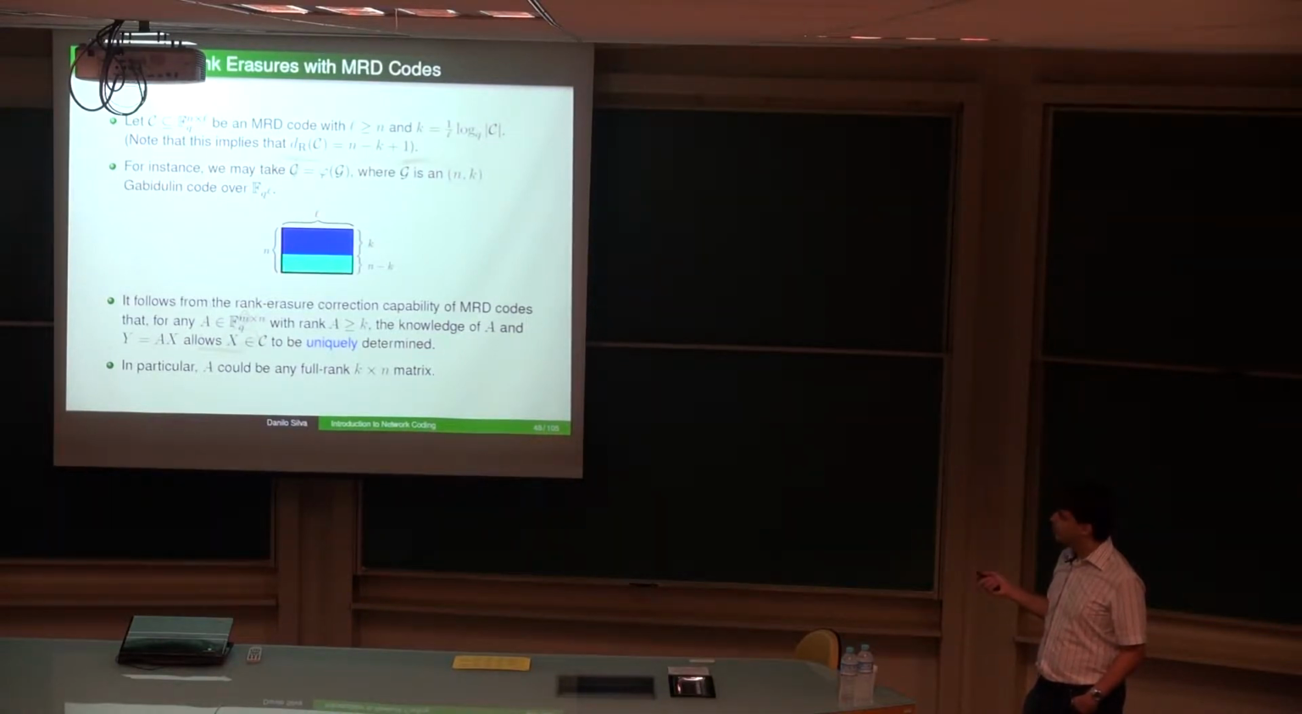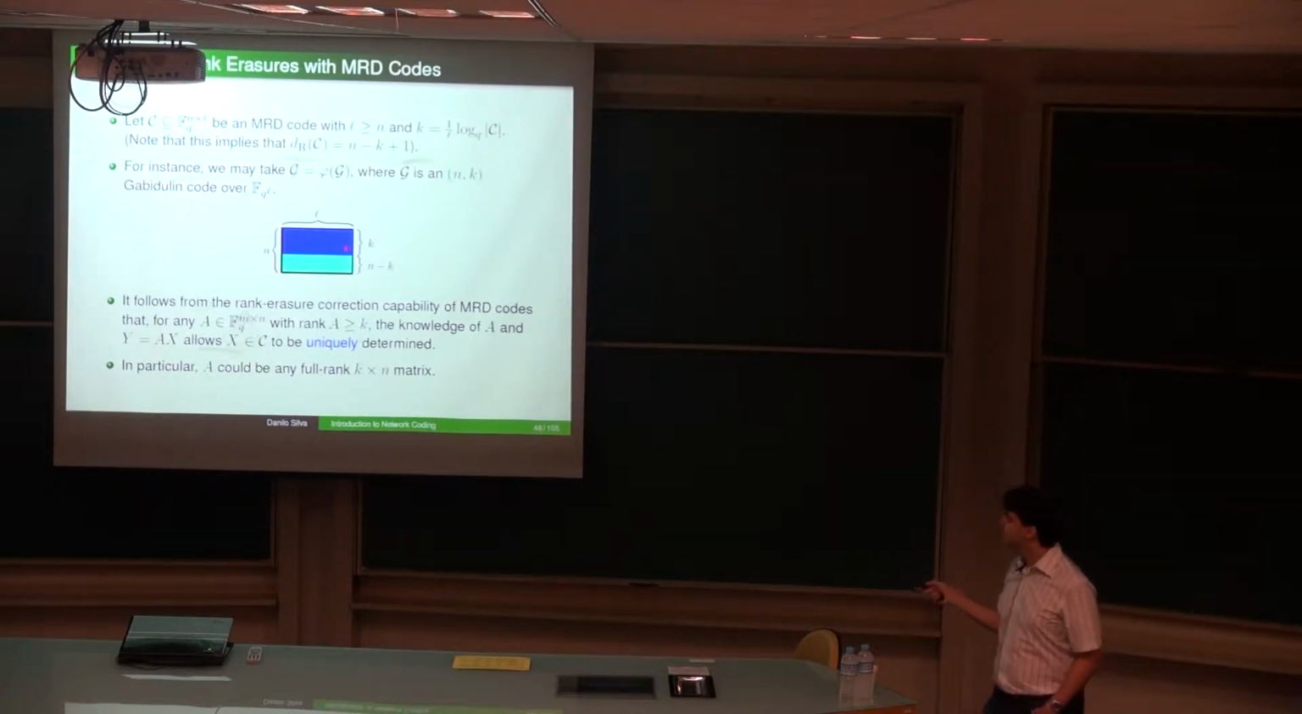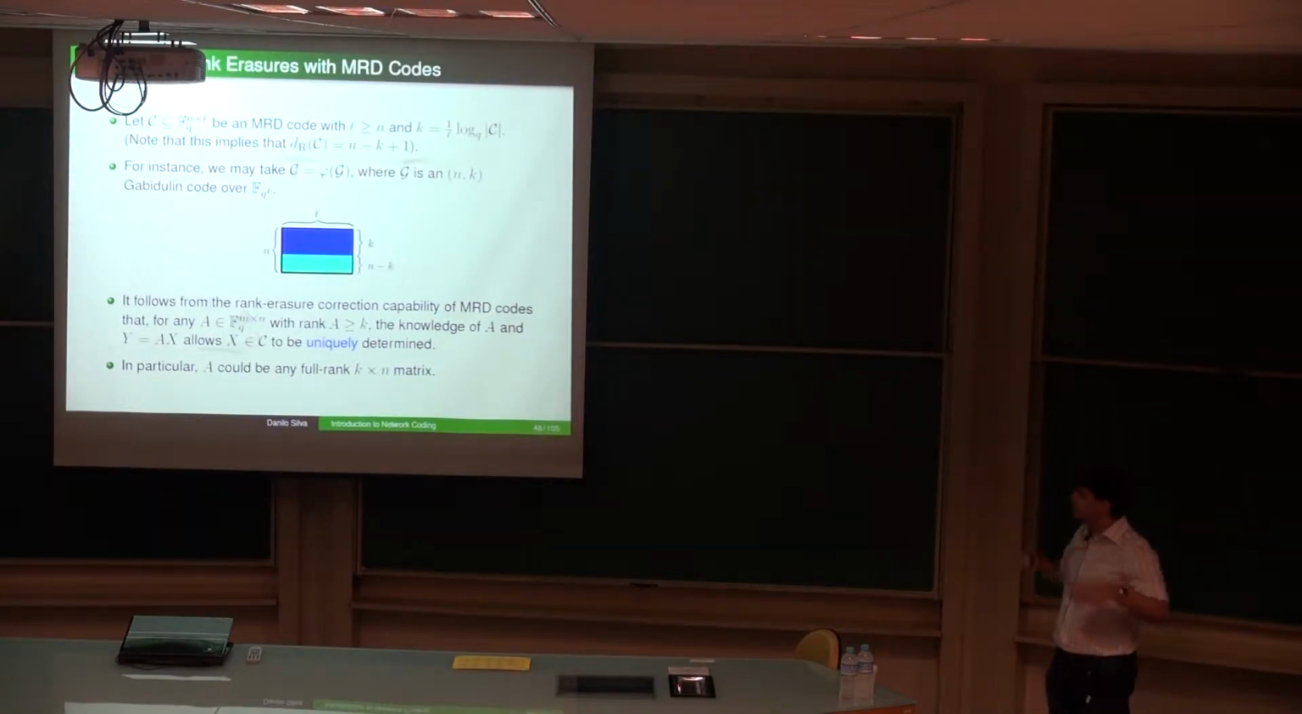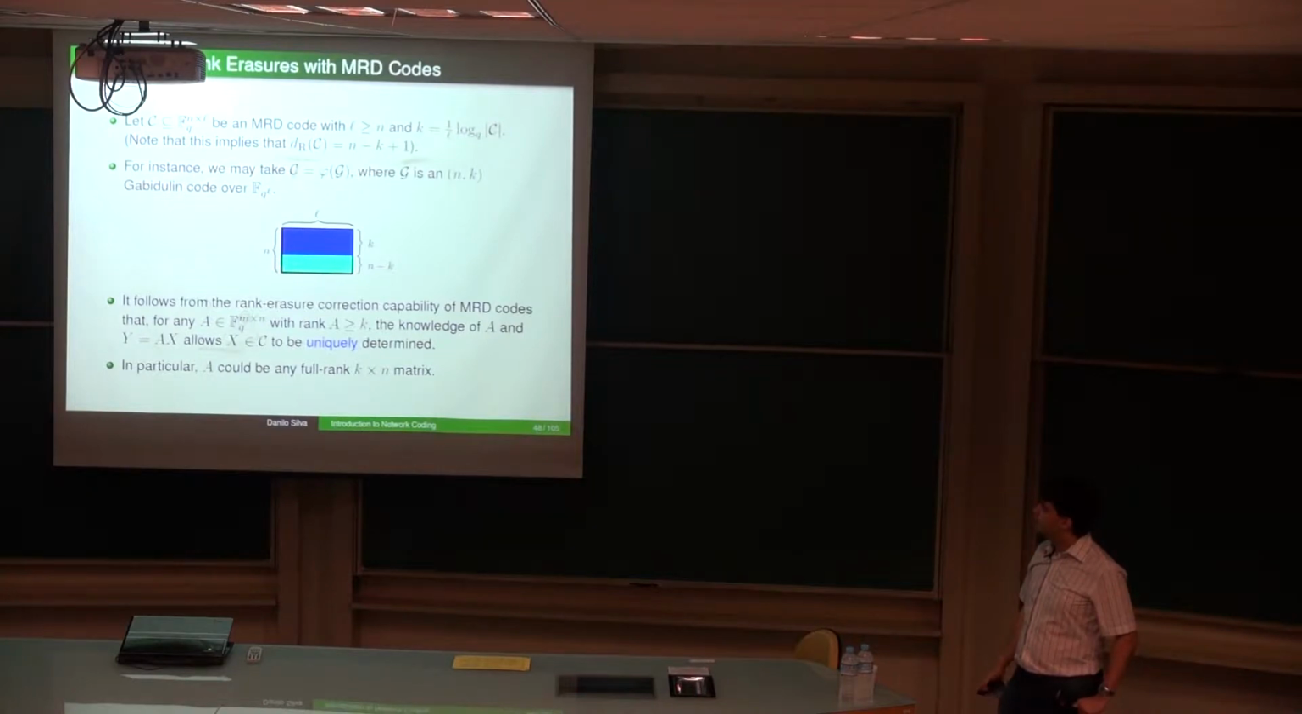You can imagine this as if you have k information packets and then you code with n minus k parity packets. If you then transmit this as a matrix X and observe a matrix Y that is A times X, and A has rank at least k, that's all you need, then you can uniquely determine the original matrix X. Okay? So A could be just a k by n full rank matrix, and then you can decode it.